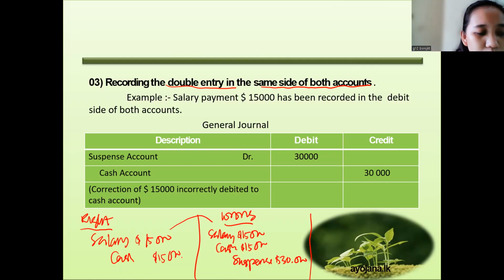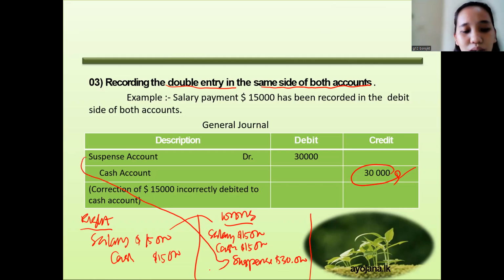Now we do the cash. Cash is supposed to be on the credit side, but we put it on the debit side. So for that reason, we need to put the cash account 30,000 on the credit side, double, in order to make the last balance of our cash account 15,000 on the credit side. And then the suspense account on the credit side, we put on the debit side in order to delete our suspense account, 30,000. So that will be for question number 3. I hope you understand.